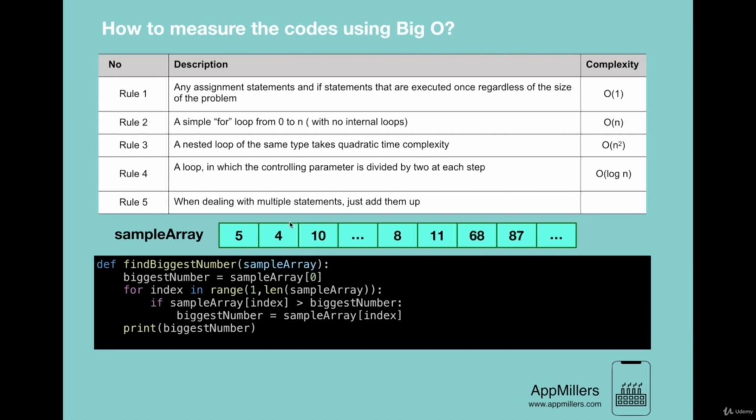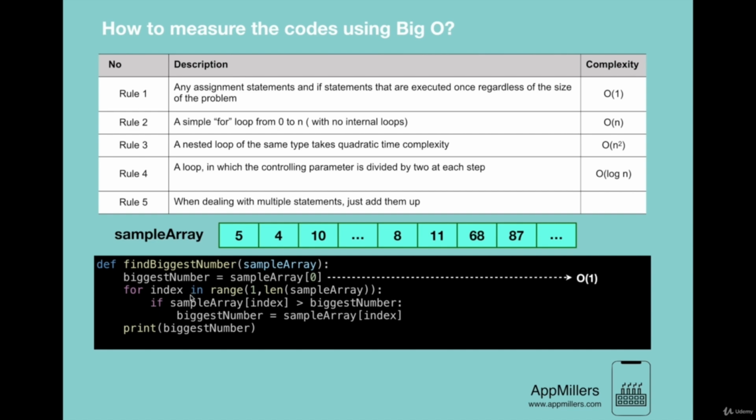And then we will add all of them. Okay, let's analyze this code. The first line here is assigning a value. So according to our first rule, the time complexity of assigning a value to a variable is O(1).